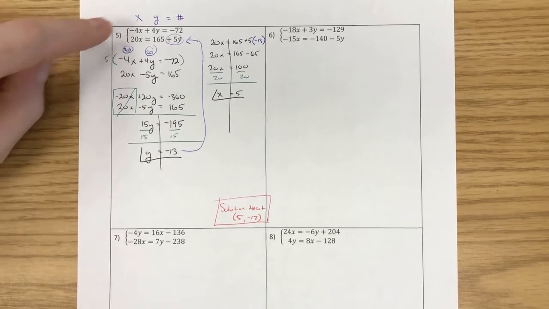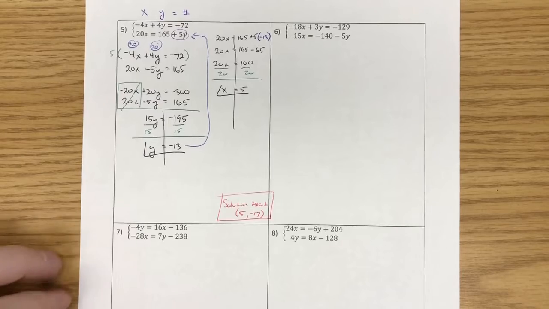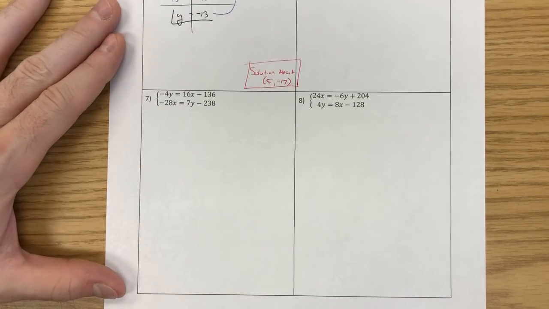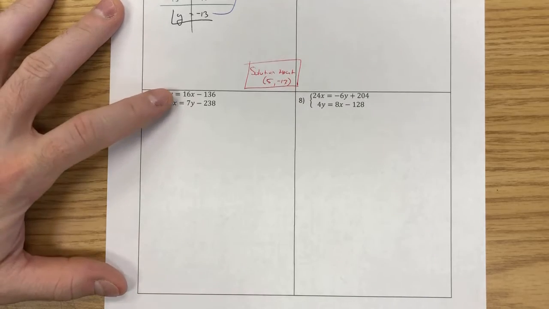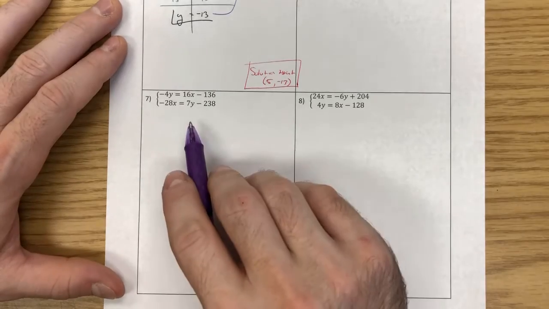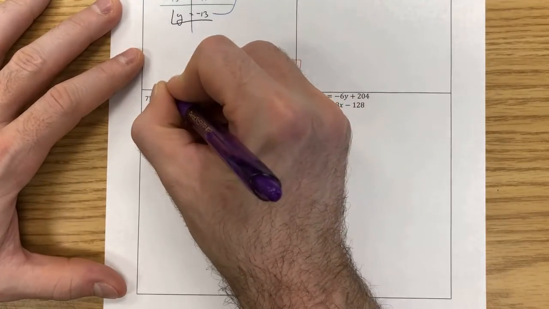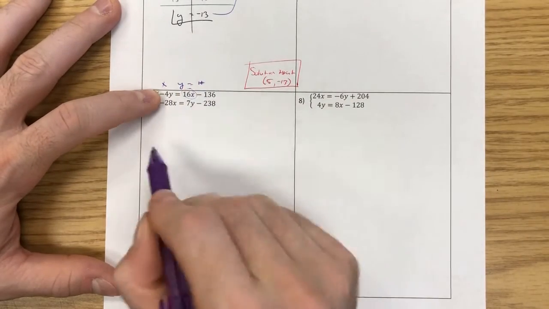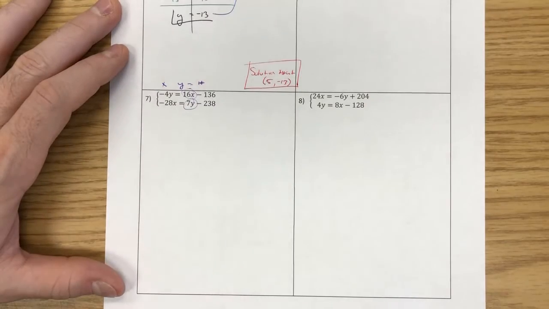And so now that you've seen what happens when we have to reorganize the patterns, I want you guys to take a pause, look at number 7, see if you can't do it yourself, and then resume the video to see how you did. Okay, so let's take a look. I have y equals x minus 136 and x equals y minus 238. I'm going to go ahead and resume the default x, y equals a number, which means I'm going to move this x to the left and that y to the left.